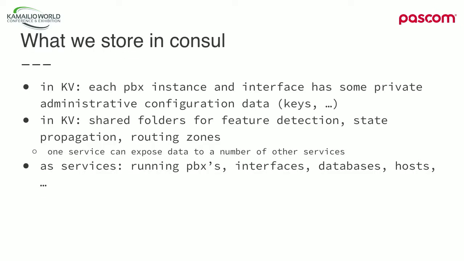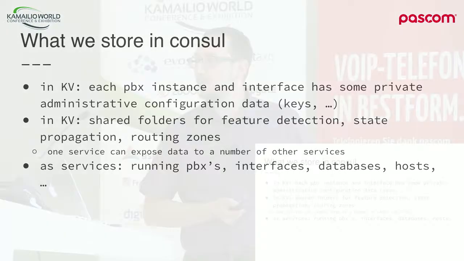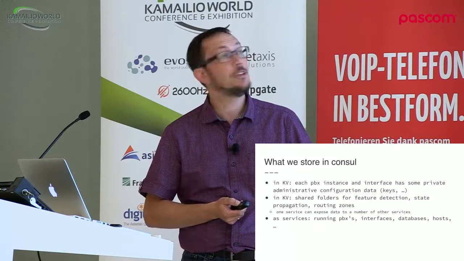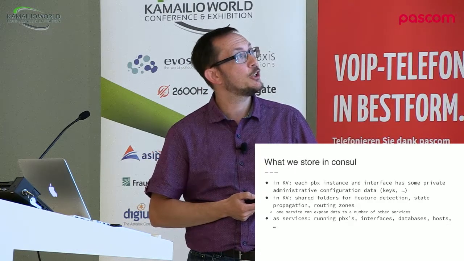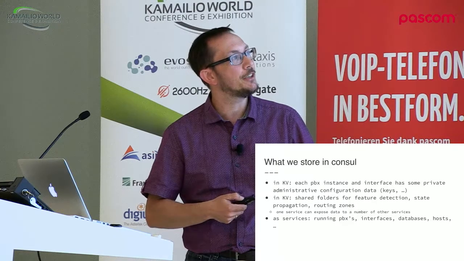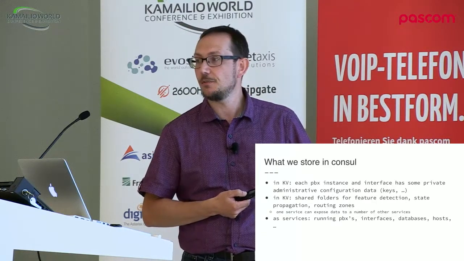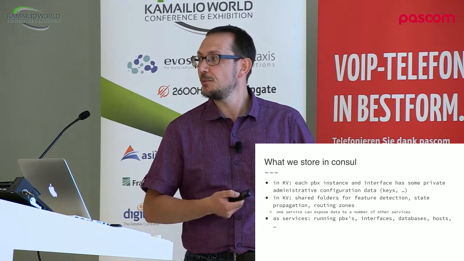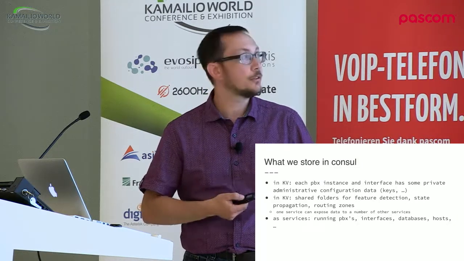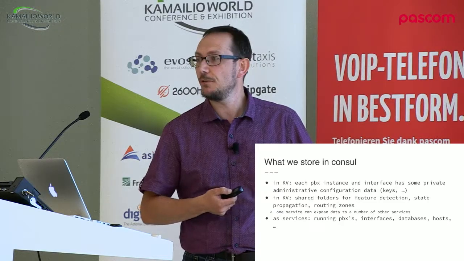Okay, in Consul, we don't store highly dynamic data. We could use Redis for this, or we can use our Postgres database. We use it actually for the configuration or management administrative data for our containers. So what is this interface doing? Is the SIP enabled, or is it a VPN? Is it a routing container? Is it an LDAP container? Whatever you want.